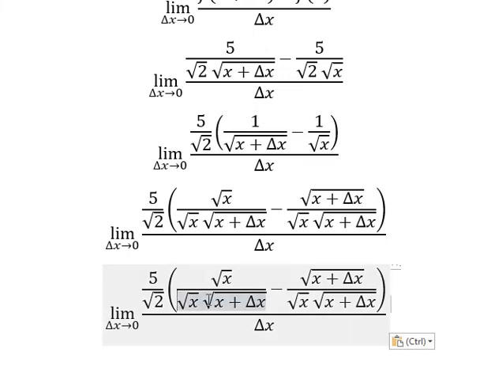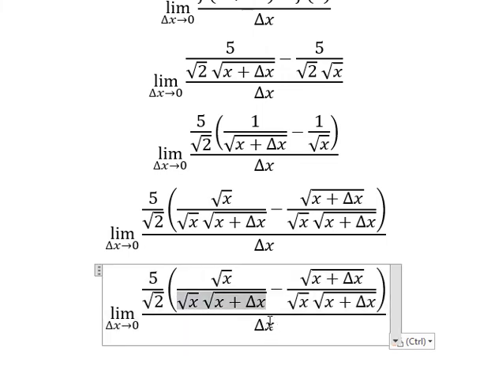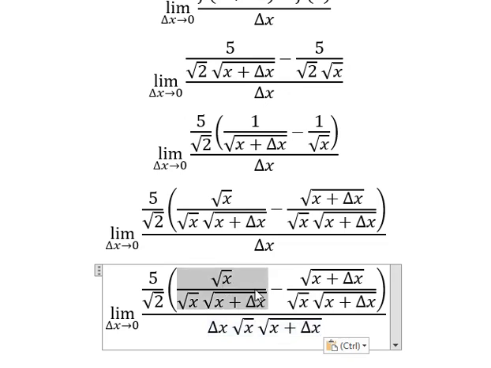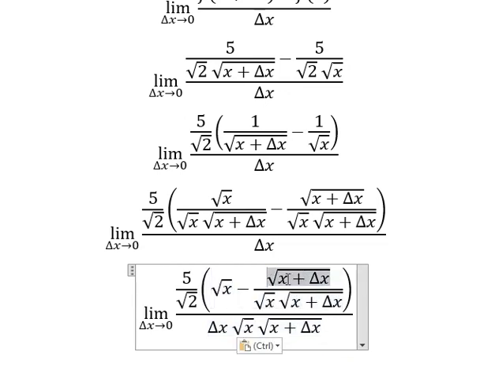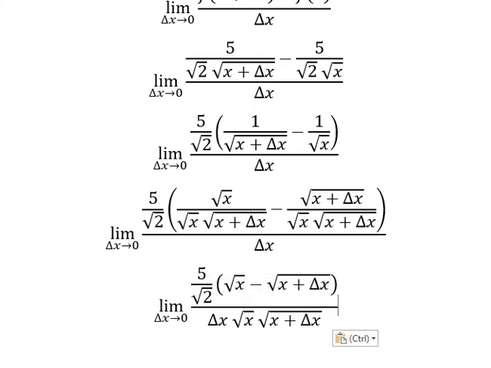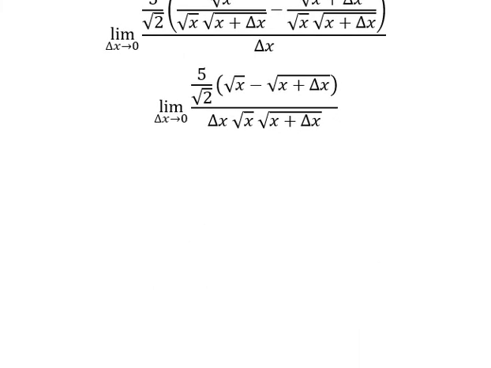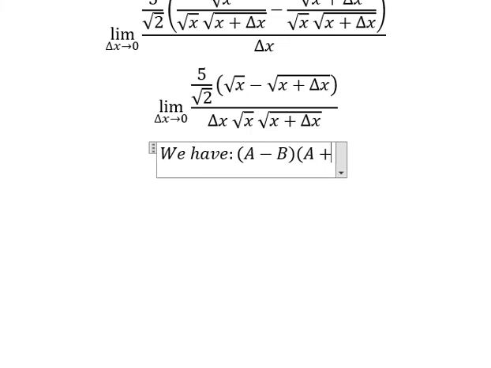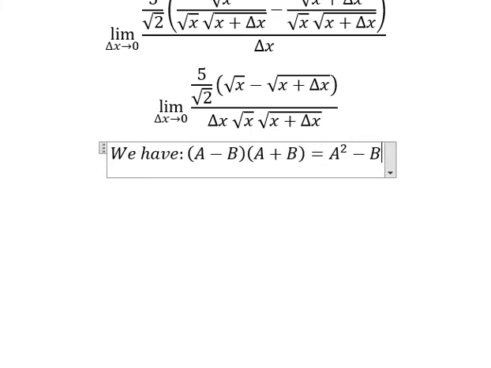Now I will put this one in the denominator. So we have it like this. Next, we have the formula here: a minus b multiplied by a plus b equals a squared minus b squared.